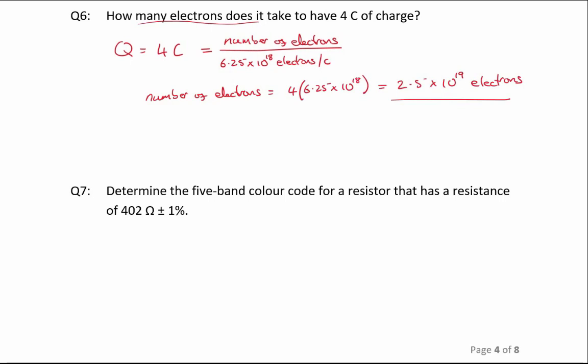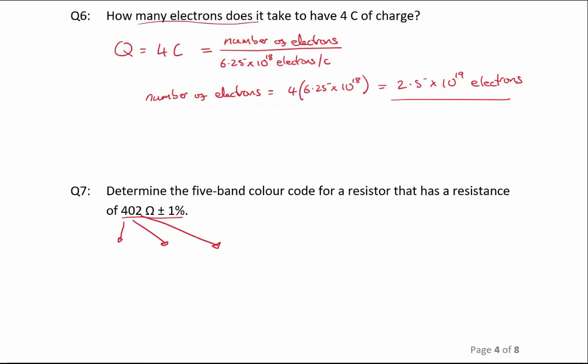Now for question 7, it's a color code resistance. You're given a value, 402 ohms plus or minus 1%, and you have to determine the 5-band color code for a resistor that has that resistance. So we look at the numbers associated in our resistance. So I'll just draw them out like that.